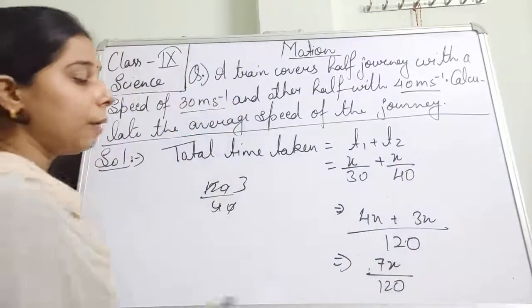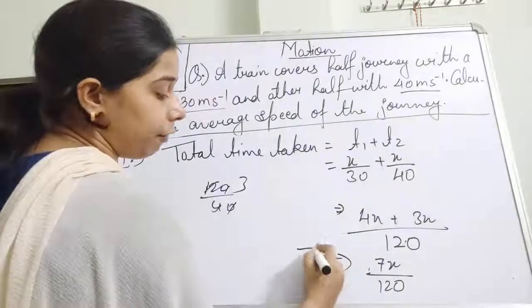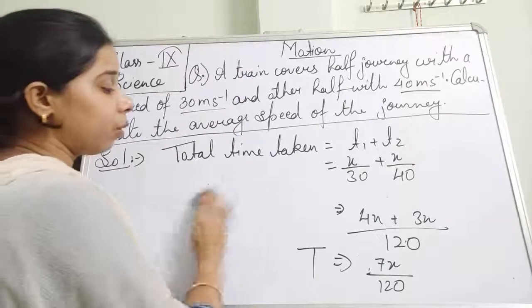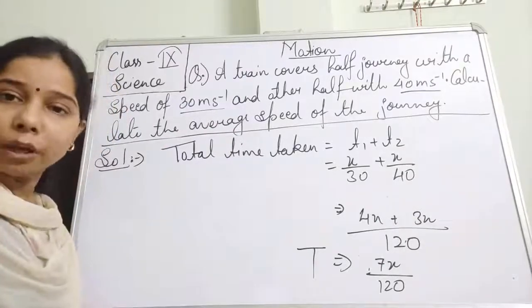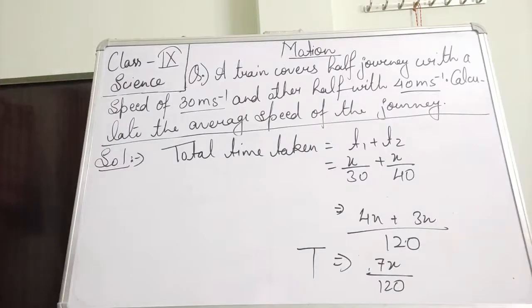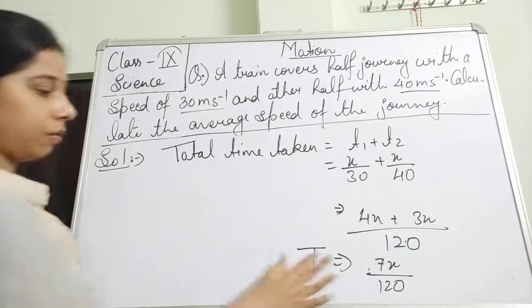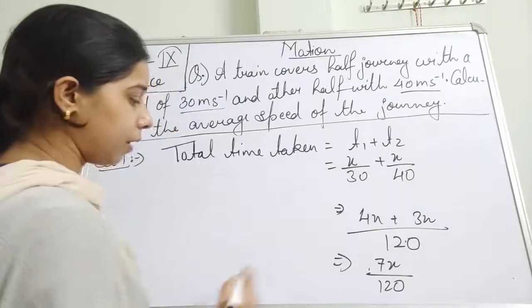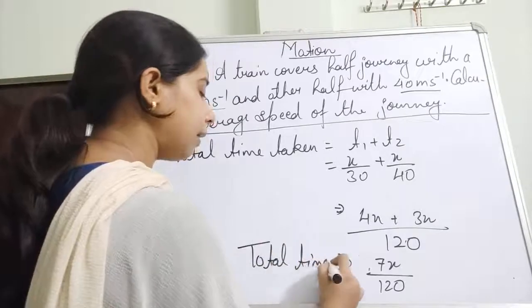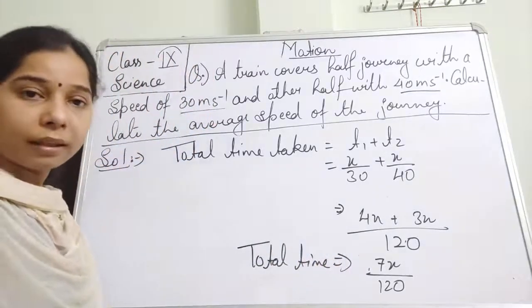So finally, if we take total time as capital T, capital T will be equal to 7x upon 120. What is capital T, students? That is the total time. You can write it here. So we have got the value of the total time.